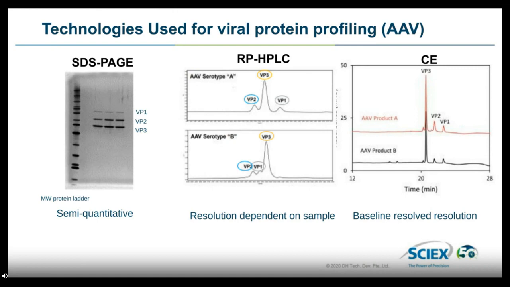With capillary electrophoresis, however, again using CE-SDS, the viral proteins are baseline resolved. So it allows you to more accurately calculate the peak areas for the viral proteins and therefore calculate the ratio of the viral proteins present in the sample. And this is important for adeno-associated virus because for these viral proteins, which are labeled VP1, VP2, and VP3, this ratio gives you an indication of the potency of the adeno-associated viral particles.